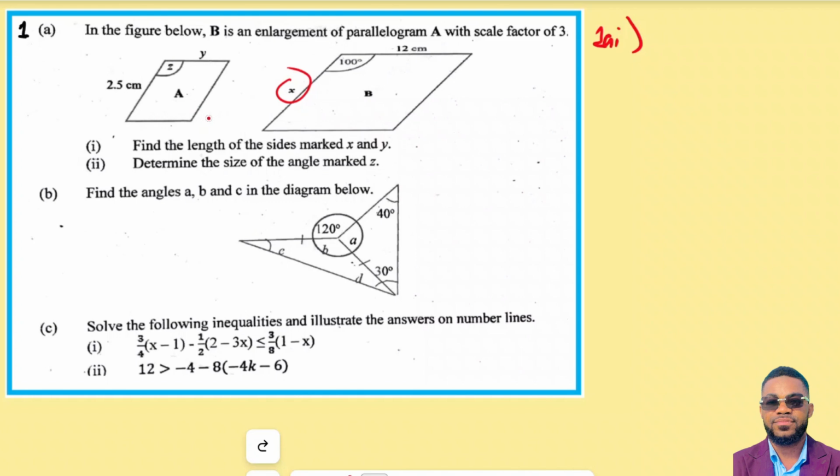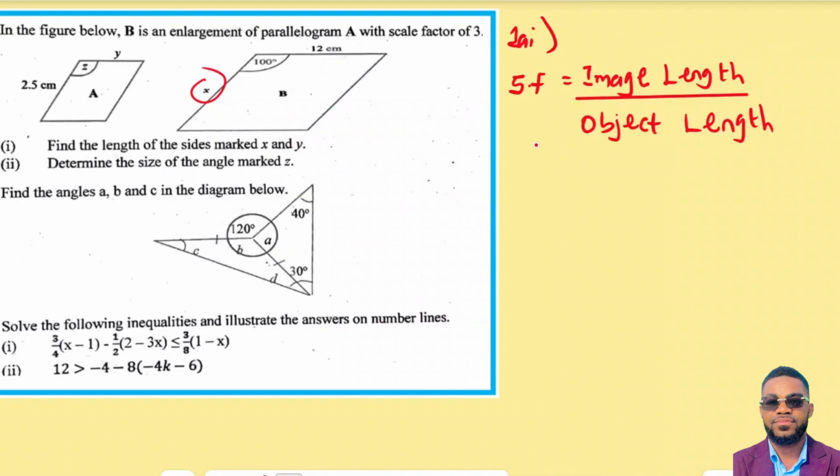You know from scale factor that the scale factor, which is SF, is equal to the image length over the object length, or length of image over corresponding length of object. So if you want to find image length, which X is an example, you see X here, this X is an image length. So if you want to find the image length from this formula, we just have to make image length the subject. We are going to do cross multiplication.